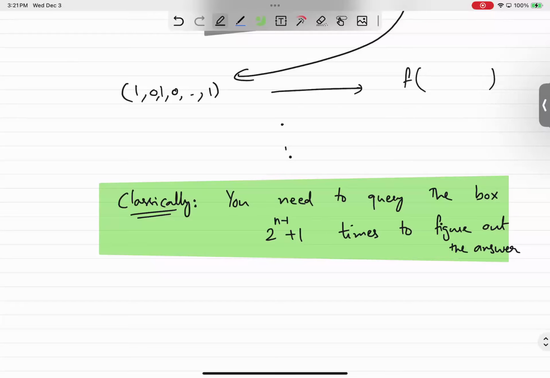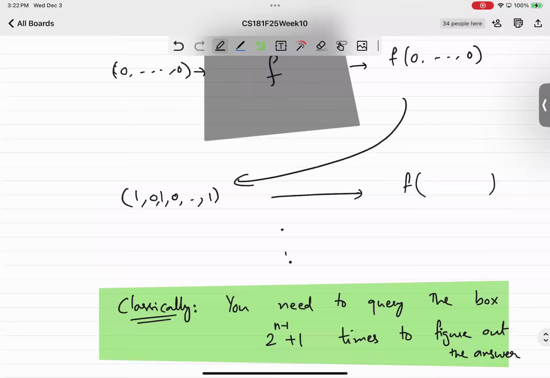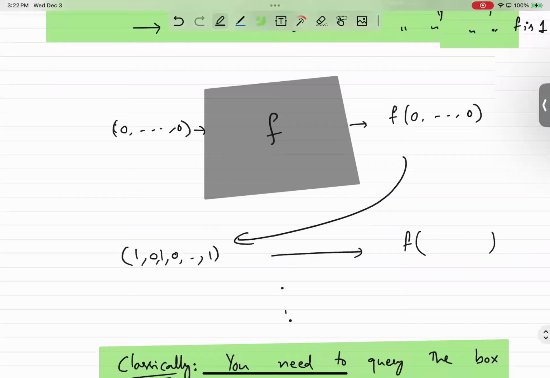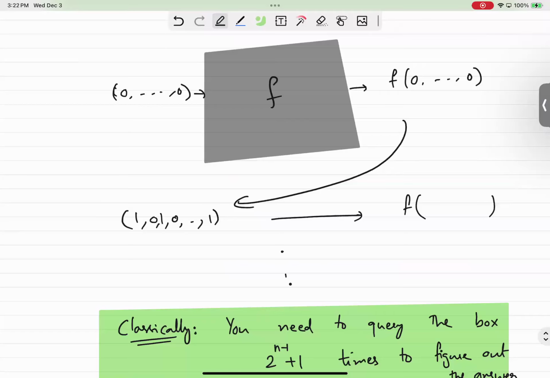Okay. So you have to query the box at least 2 to the n minus 1 plus 1 times to figure out the answer. Makes sense? Until I see all of these things, I don't know. If I only see half, all of those could be 0, but it doesn't tell me which of these two cases I'm in. It could be a constant function, or it could be perfectly balanced. I wouldn't know until I query at least one more bit, one more input. Okay?